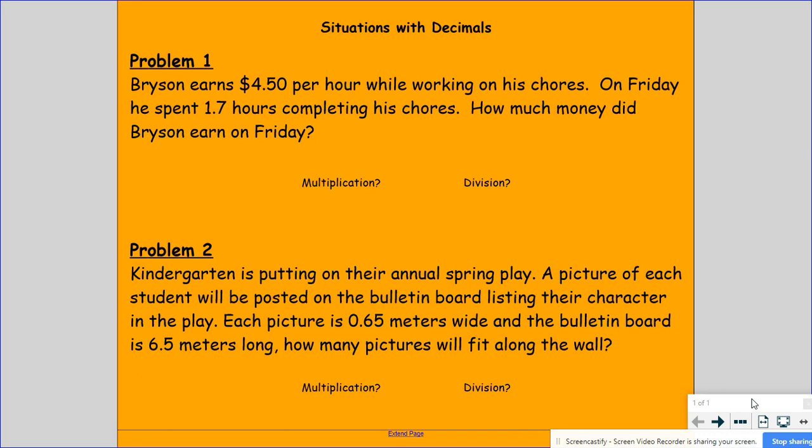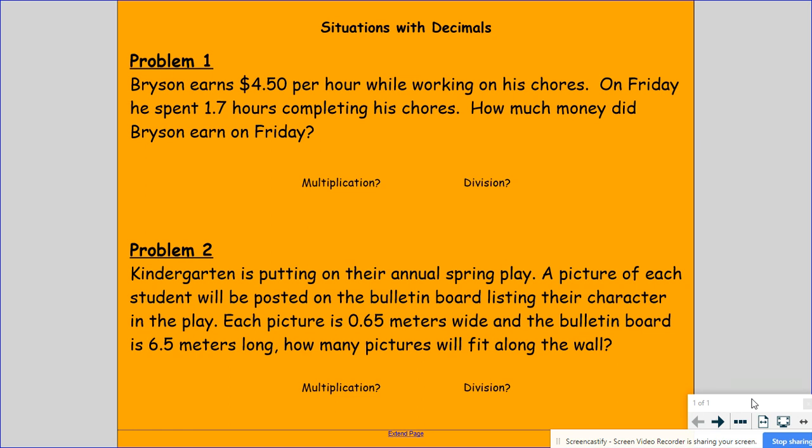Today, to launch our learning, we're going to be looking at some situations with decimals. We've spent some time multiplying decimals, we've spent some time dividing decimals, and for the next 2 days, we are going to work on these different situations with decimals where we have to determine, are we going to multiply or divide? So let's look at these problems together and see how we do.